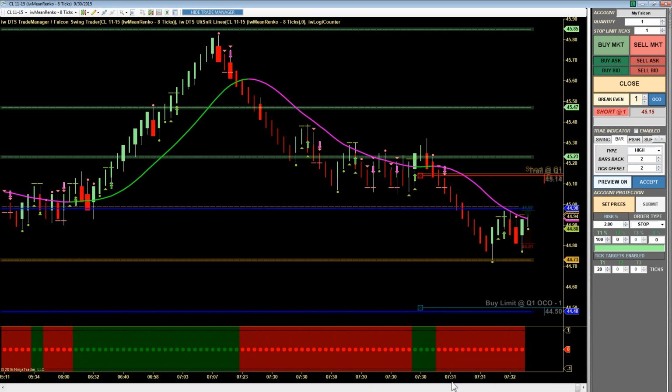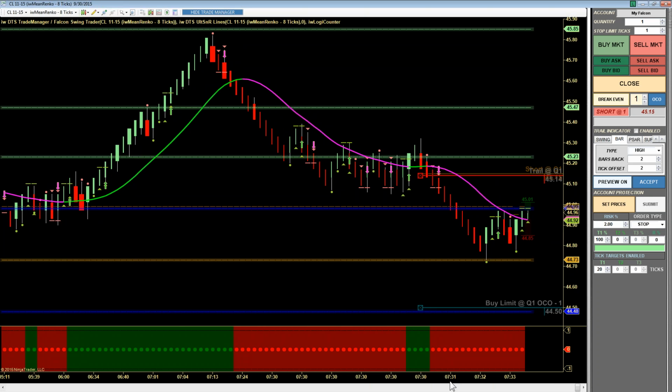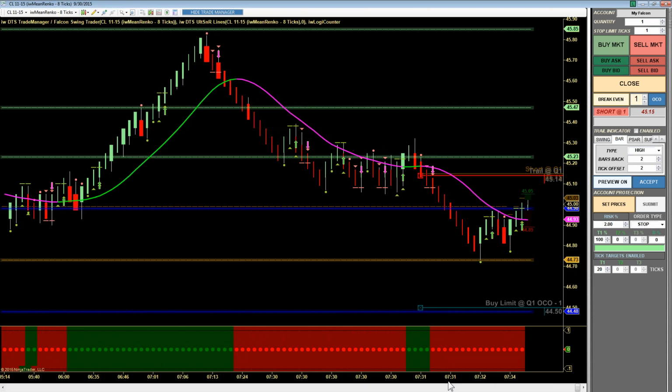But let's see if we can't ride this little swing out. Filter is out of sync. Trend line is not. Let's see if they come back with a late filter entry signal here. That could be interesting.